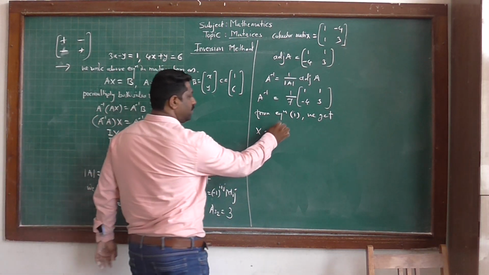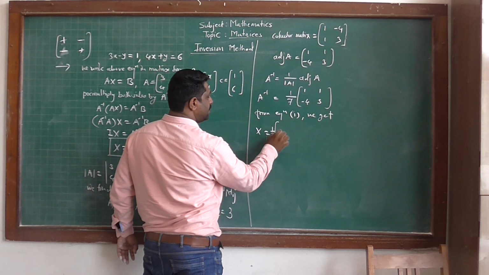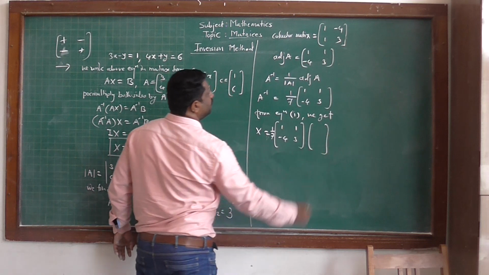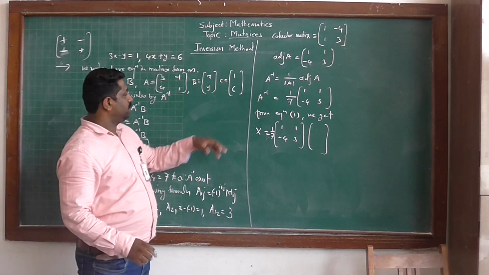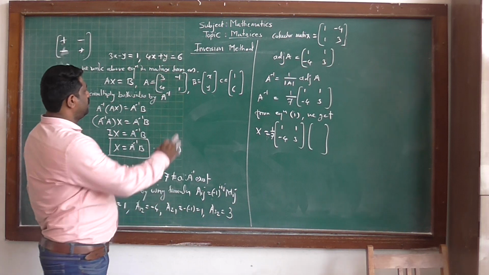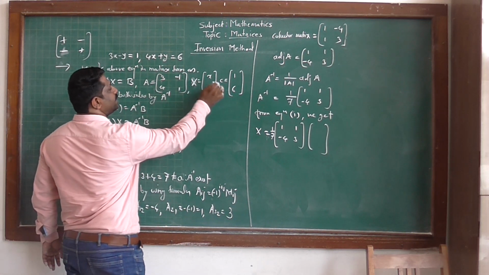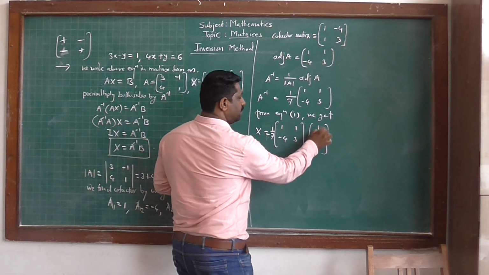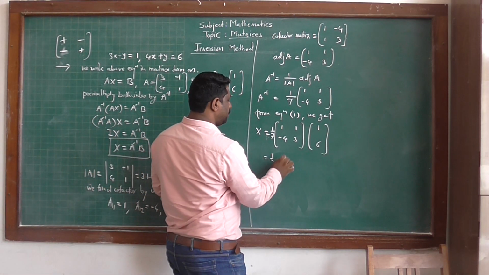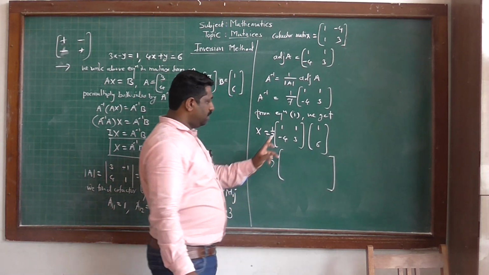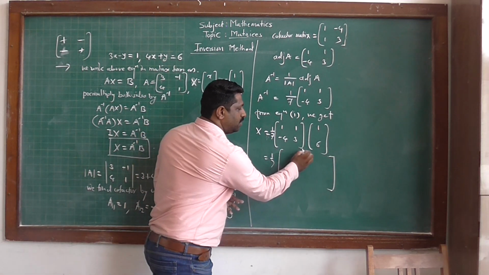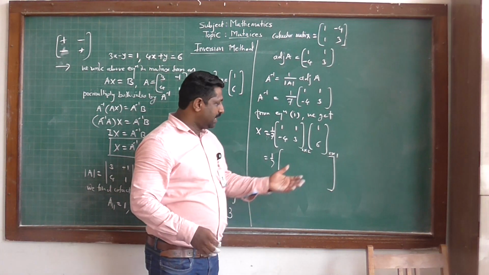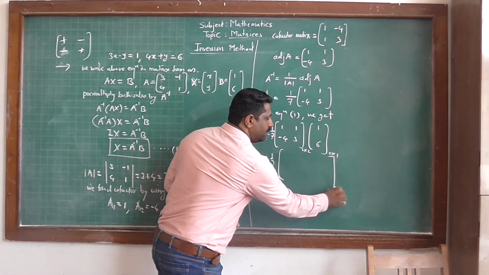What is A inverse? That is 1 by 7 times 1 1 minus 4 3 into B, the matrix of constants. Sorry, here it should be B. So what is B? 1 6 column matrix. Now we take the product. Here this matrix is of order 2 by 2, this matrix is of order 2 by 1. After taking the product you will get a matrix of order 2 by 1.